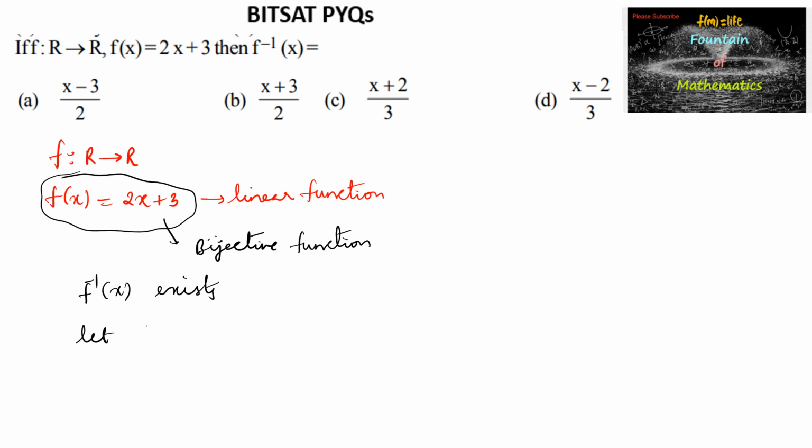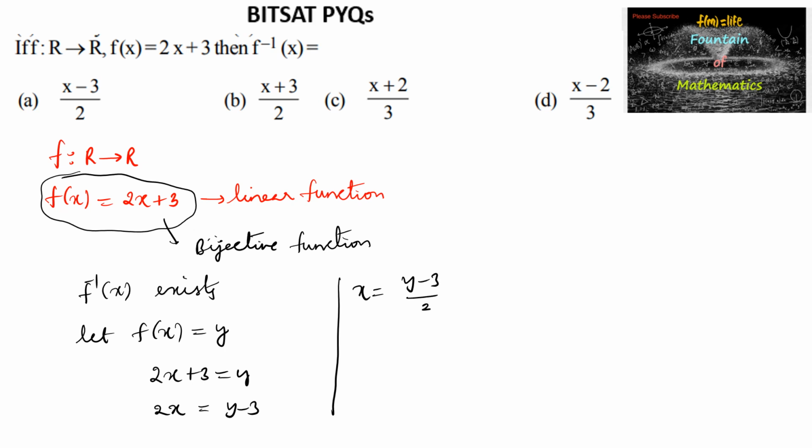So let us assume that f of x is equal to y, that is 2x plus 3 is equal to y. So 2x is equal to y minus 3. So we can write x is equal to y minus 3 upon 2. And if we see the mappings, f is a function from R to R. Say this is A to B. Consider the domain x and the image is y, which is equal to f of x.